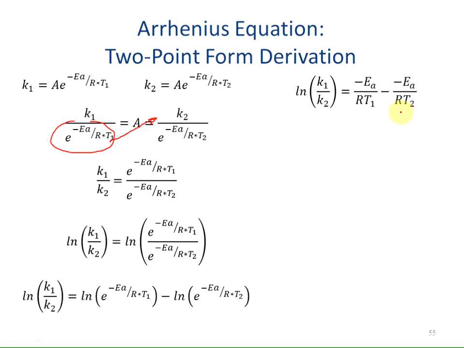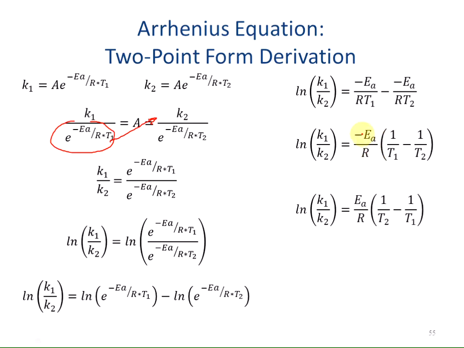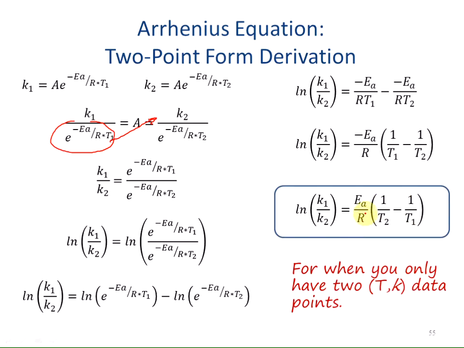Now I'm factoring out the energy of activation and the gas constant, because remember, the whole point of doing this Arrhenius equation is so that I can find the energy of activation. So now that I've factored this out, I'm going to get rid of the -1. So now notice that the position of the T1 minus the T2 here, we've just reversed these when I got rid of the -1 in front. So this is the 2-point form of the Arrhenius equation. And you only use this when you only have 2 data points, the temperature and the rate constant, when you're trying to find the energy of activation.